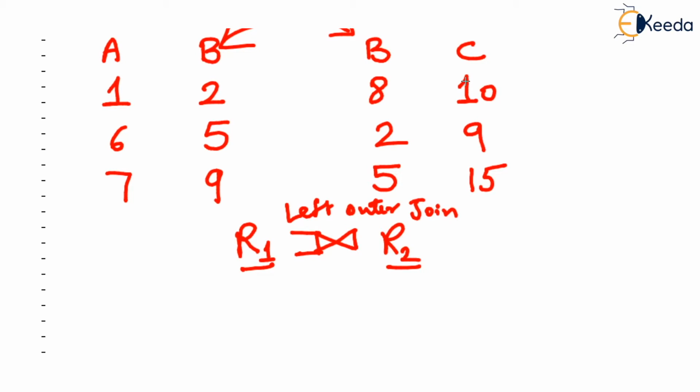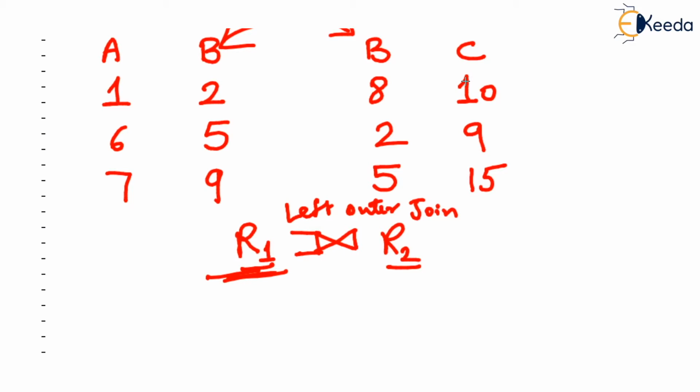Just observe here, when you talk about join, it is so important to know which table you are joining with which table, and which table is on the left hand side. We are talking about left outer join, and R1 is the table on the left hand side. So what will happen? Let's find out. It's usually to be seen from the join perspective.